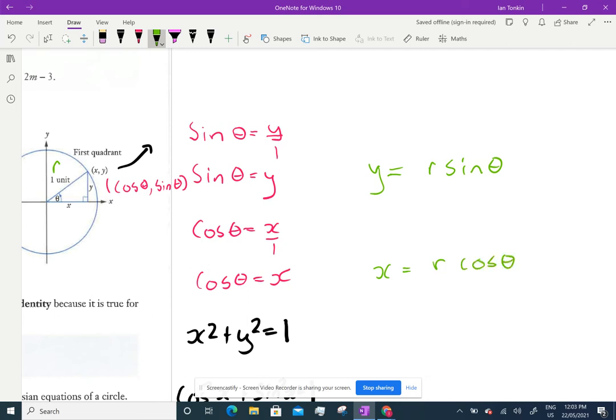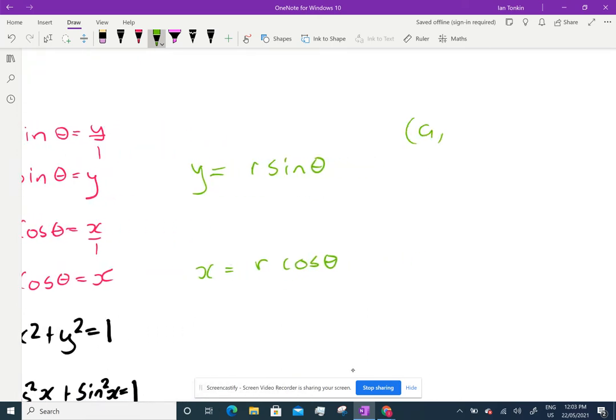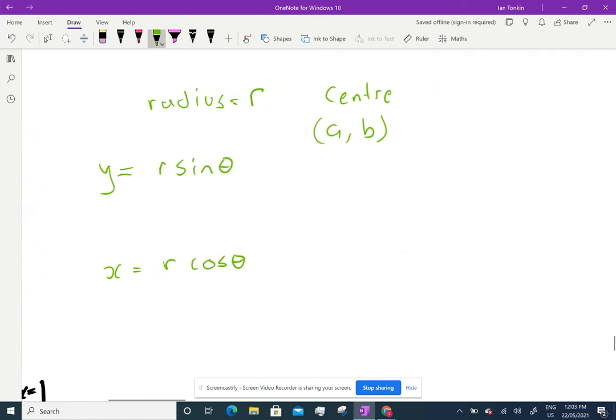And what happens if we move the center of the circle to a point A, B. So now radius is R, and we have a centre AB. Okay, well, our new y value will become B plus R sine theta, and x will become A plus R sine theta.